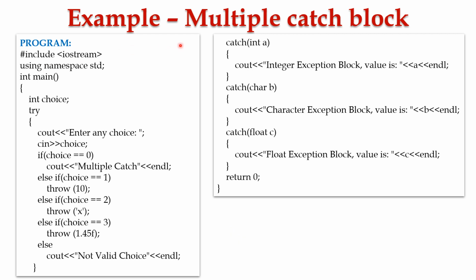Now let's see how the code gets executed. We all know that the execution starts from the main function. So first we have declared the variable choice of integer data type. So next comes the try block.